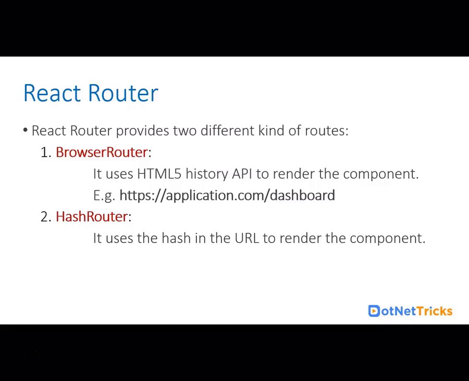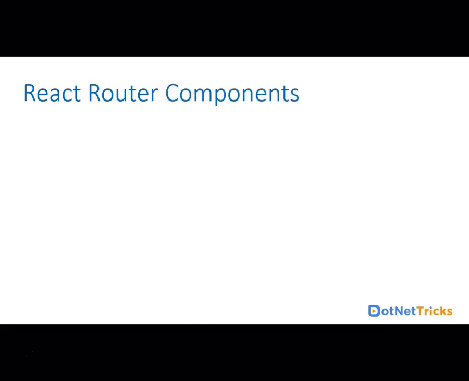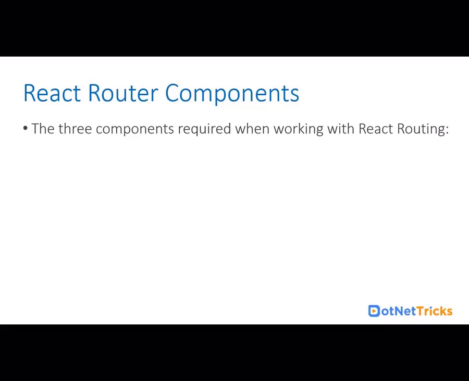If you are using a server that only serves static files, then a hash router component is what should be used. In hash router, the URL looks like the domain name followed by a hash and then followed by the route. In React router, as discussed, three components are required when working with the React router.